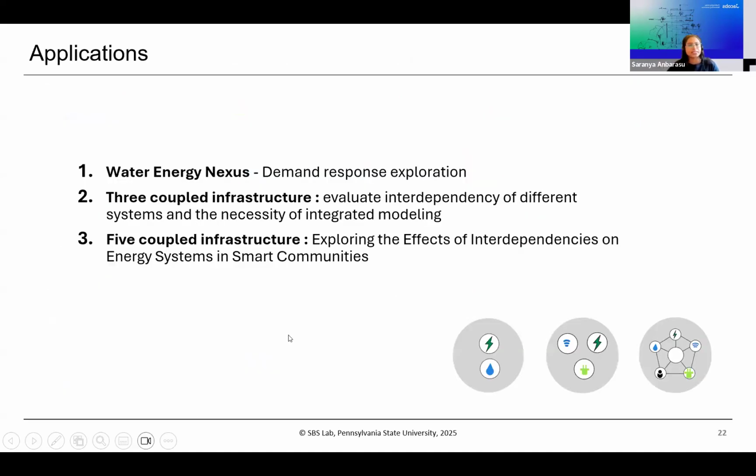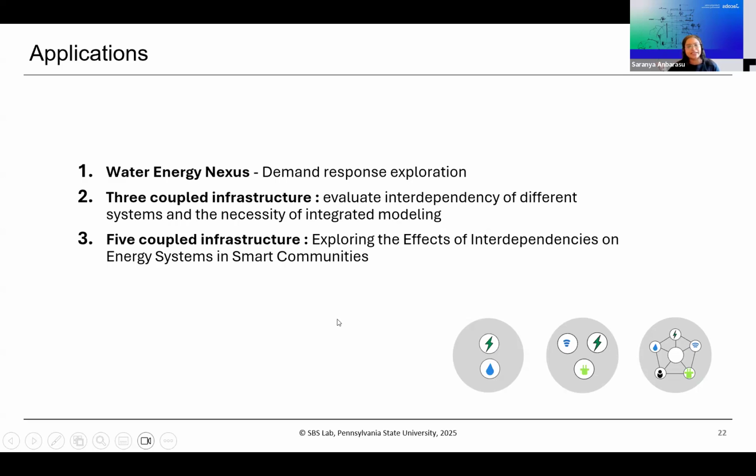So now let's quickly look into the applications of it. Where are these going to be useful? We did three different scales of work. One was applying it for two systems, the energy-water nexus. Then applying it for three systems to evaluate the different interdependencies and reinforce that this is necessary for modeling integrated communities. And the third one was modeling the five coupled infrastructures.